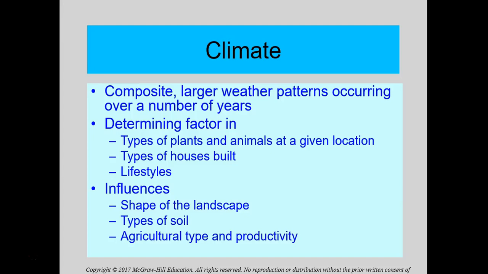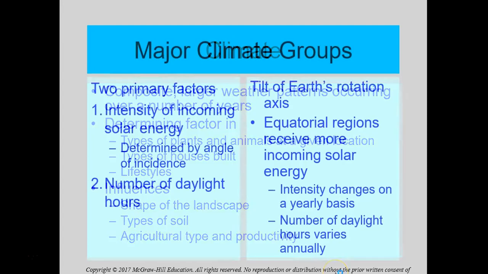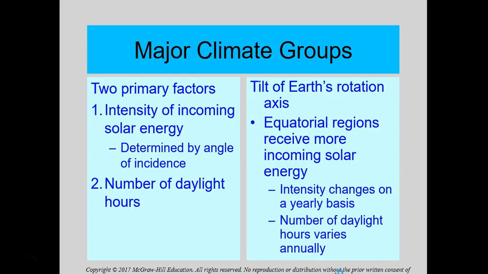And the climate also influences the shape of the landscape and the types of soil that are there, as well as what you can grow in a general area. So there are two primary factors when it comes to determining the climate of a particular region, which is the amount of solar energy that is available to that particular region, as well as the number of daylight hours. So how long that particular region is in the sun.